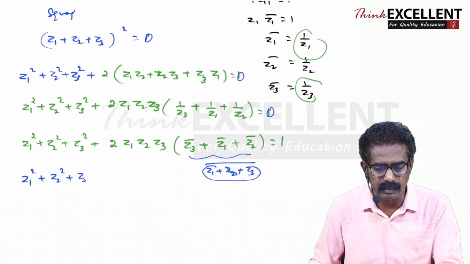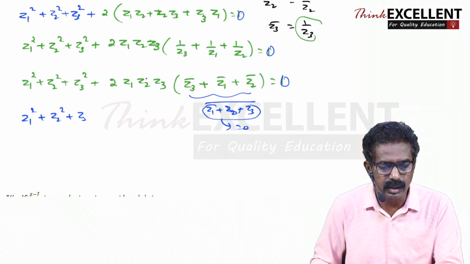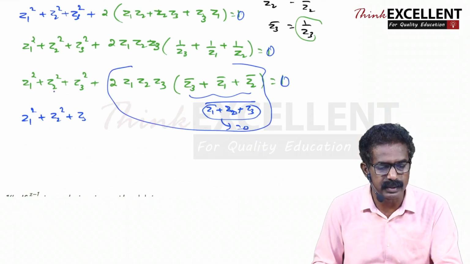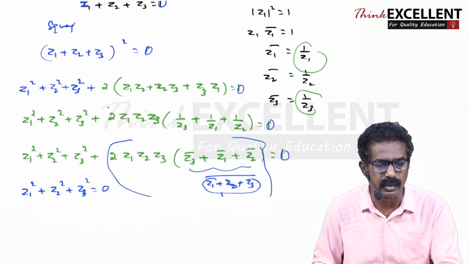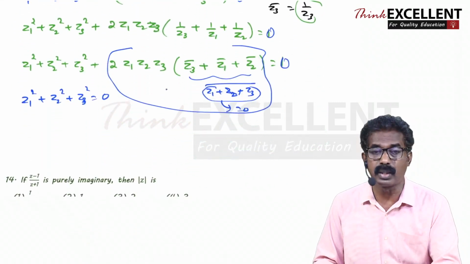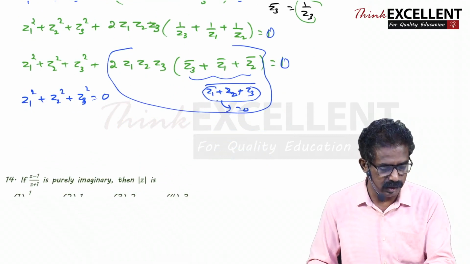So, all these values are zeros. So, this part is 0. Then 0 into something, the whole thing is 0. So, you are getting Z1 square plus Z2 square plus Z3 square is also 0. So, the correct answer is the fourth option. But if it is a 3-mark question, you write the steps, everything. Okay. So, this part becomes 0. So, this is your answer.